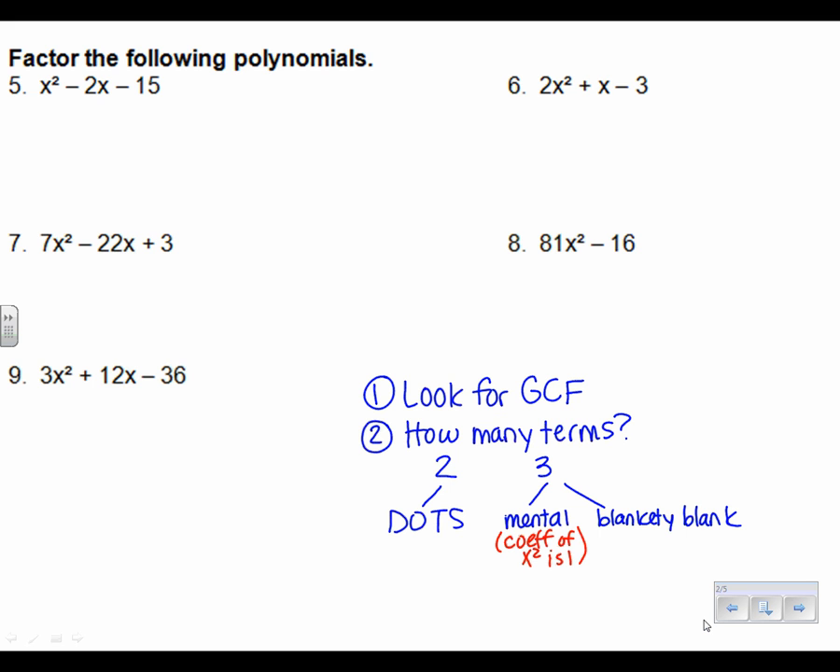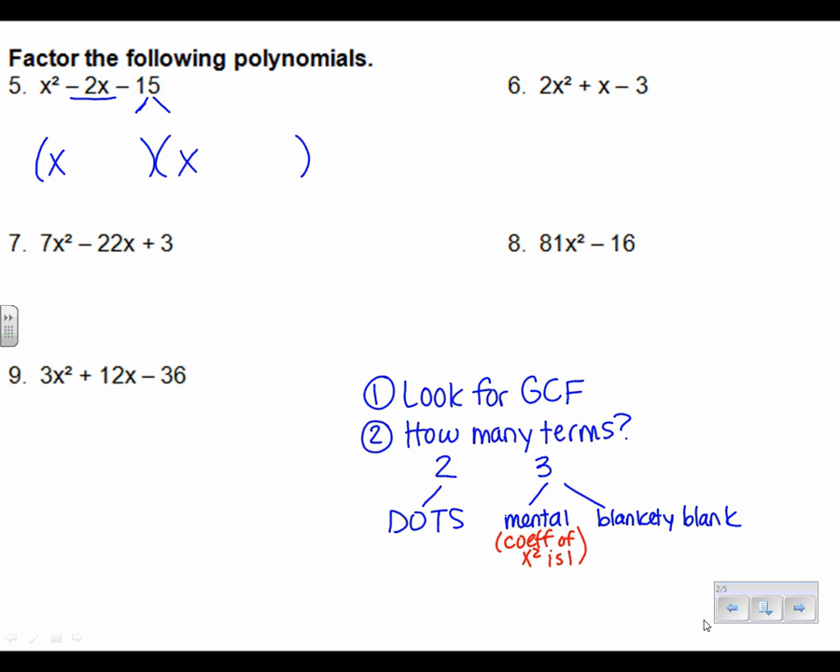Okay. Now, because the coefficient in front of x squared is 1, this is actually a mental problem. All I have to do is come up with 2 numbers that multiply to this last term and add to this middle term. And those are going to be the numbers that fill in the second spots in each of my binomials.